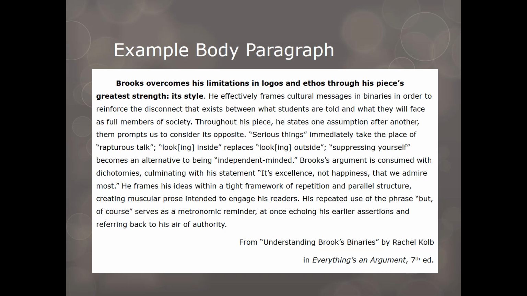So first, we get the topic sentence that presents the point of the paragraph. "Brooks overcomes his limitations in logos and ethos through his piece's greatest strength, its style." That sentence tells us that the paragraph is going to focus on style. And even though we haven't read the previous paragraph, the beginning of it, saying he overcomes his limitations in logos and ethos, implies to us that the previous paragraphs were about those limitations in logos and ethos. So we get the transitional language and we get the topic of this paragraph.